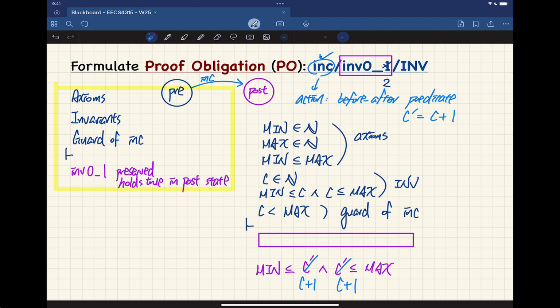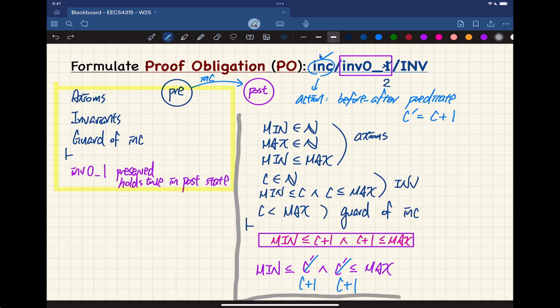Right? So that's the little calculation you will have to do manually. Of course, if you somehow formulate different axioms, different invariants, the guard, the action, Rodin is going to calculate it automatically for you. There's a way to automate this. But on paper, you need to know how to calculate it. So the final thing to put over here would be the minimum less than or equal to C plus 1, and also C plus 1 less than or equal to maximum. All right, we are not done yet. We're almost there. We have formulated the proof obligation, which is over here. So this is the sequent that we would like to prove.